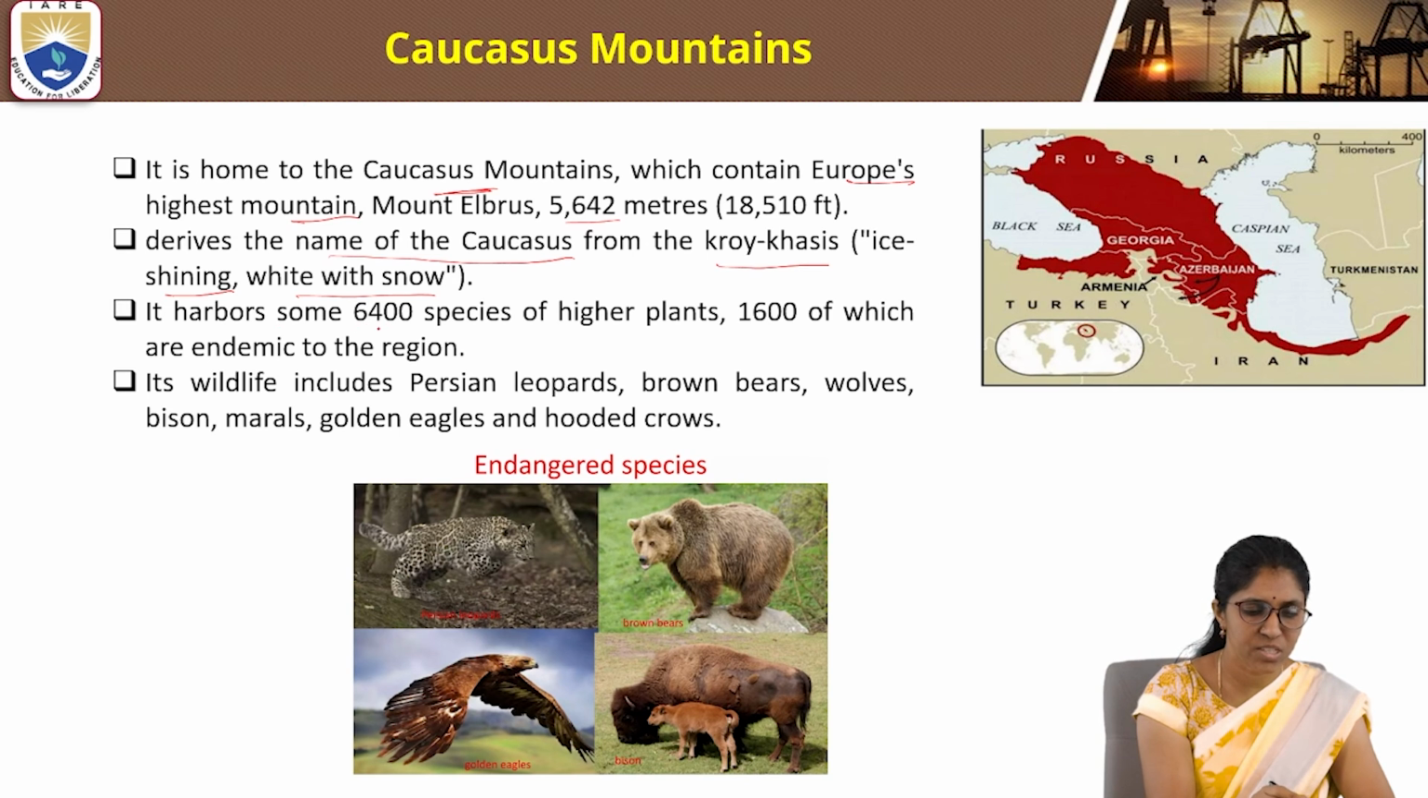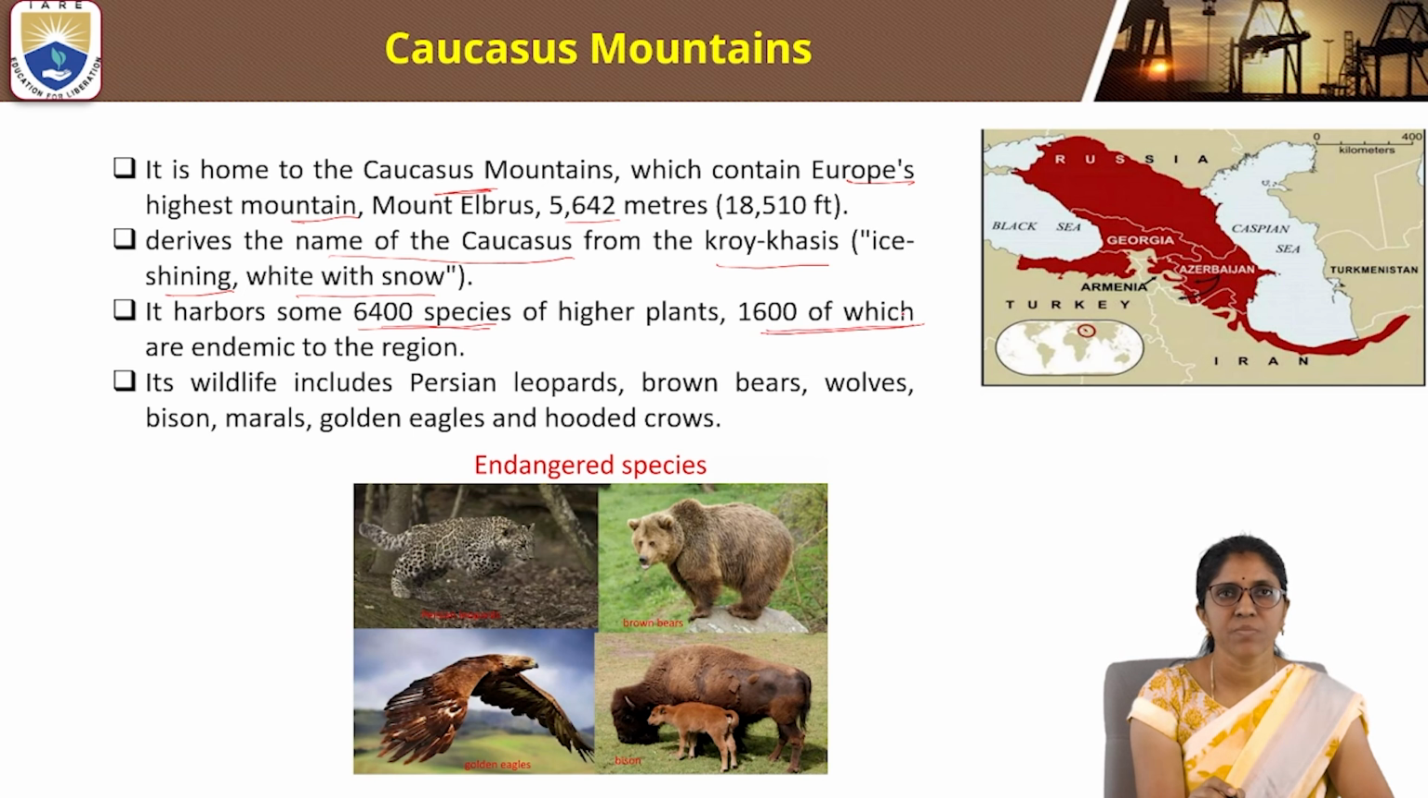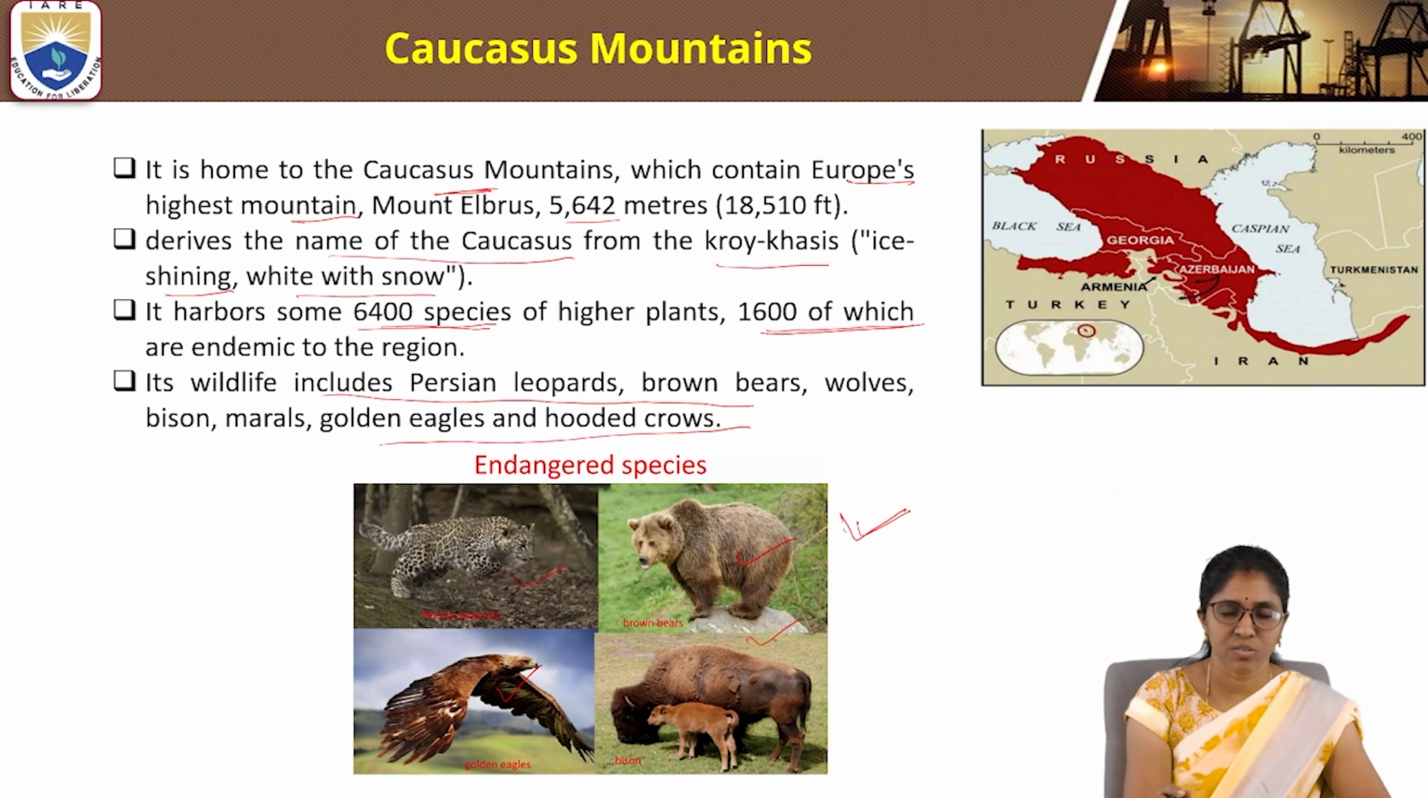It harbors some 6,400 species of higher plants, of which 1,600 are endemic to the region. Its wildlife includes Persian leopards, brown bears, owls, bison, marals, golden eagles, and hooded crows. Some of the endangered species in the Caucasus Mountains are leopards, brown bears, bison, and golden eagles.